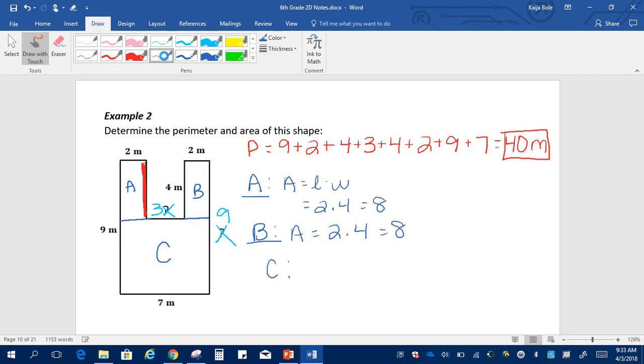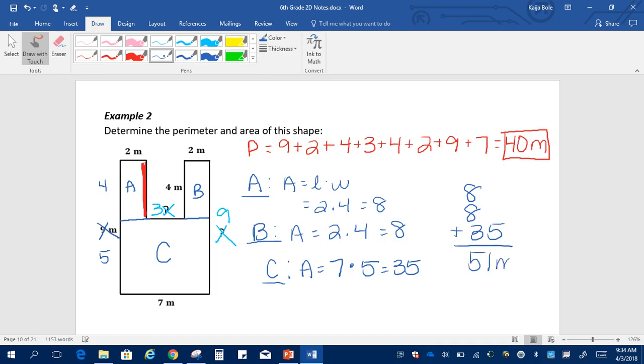And then for the big one, C in the bottom, we would have, well, if we're looking all the way across, we know our area would be 7 times, but now we got to figure out what our small side is here. If we've already used 4 up here, this means down here all we would have left is 5, so it'd be 7 times 5, which would give us 35. So now if we add our 8, and our 35, we add those up, we get 51 meters, and it would be squared because it's area.